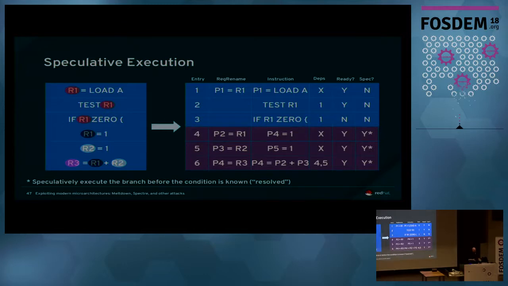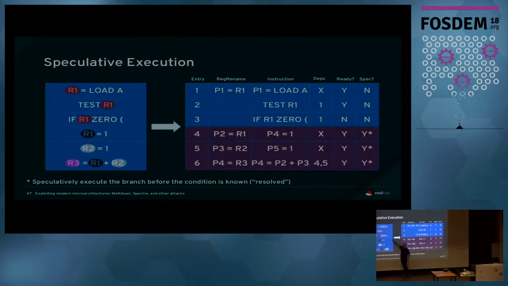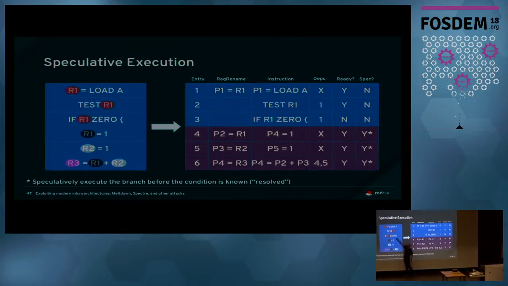What I can do is say, I have this condition here. If R1 is 0, do this other stuff. I don't yet know the value because I'm waiting for it to load. So what I'm going to do is go into a special mode of execution called speculation. And I'm going to keep running these instructions. I'm going to guess it's going to go this way.